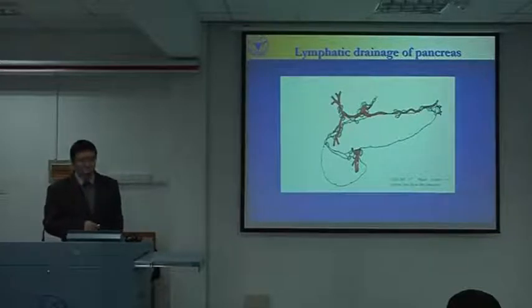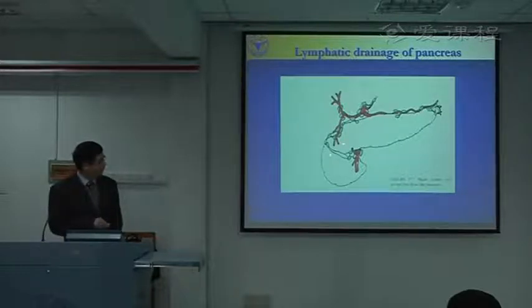The lymphatic drainage of the pancreas is mainly related to surgery. If a patient suffers from pancreatic cancer, the cancer cells may drain to the lymph nodes. The lymph nodes are mainly along the arteries. This is the common hepatic artery. This is the gastroduodenal artery. This is the SMA. This is the splenic artery. So the lymph nodes mainly accompany the arteries.